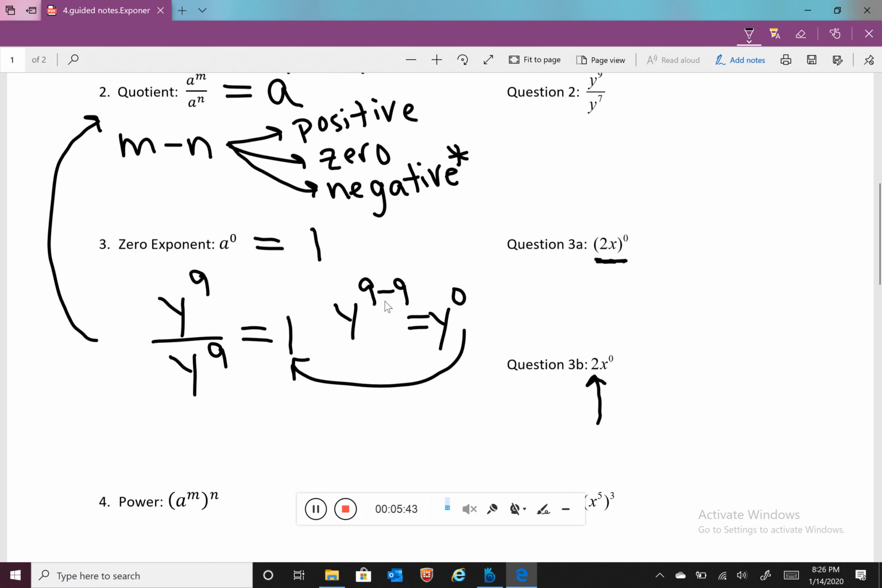We have a coefficient of 2 times x to the 0. So make sure that you focus on the differences between 3a and 3b.